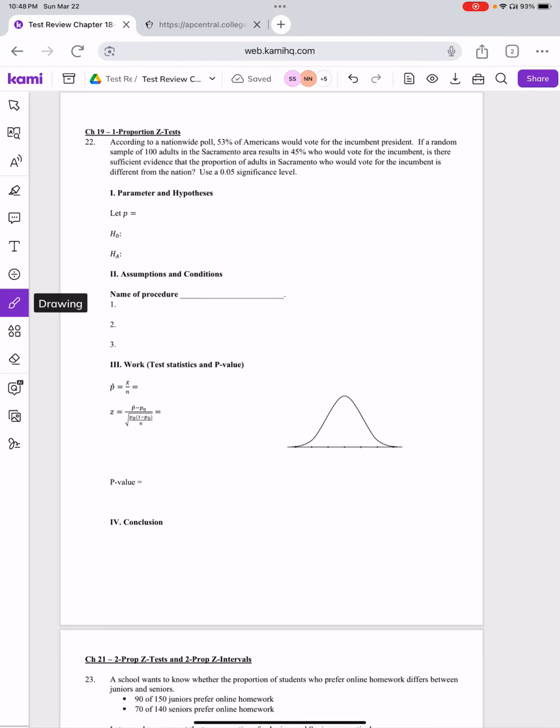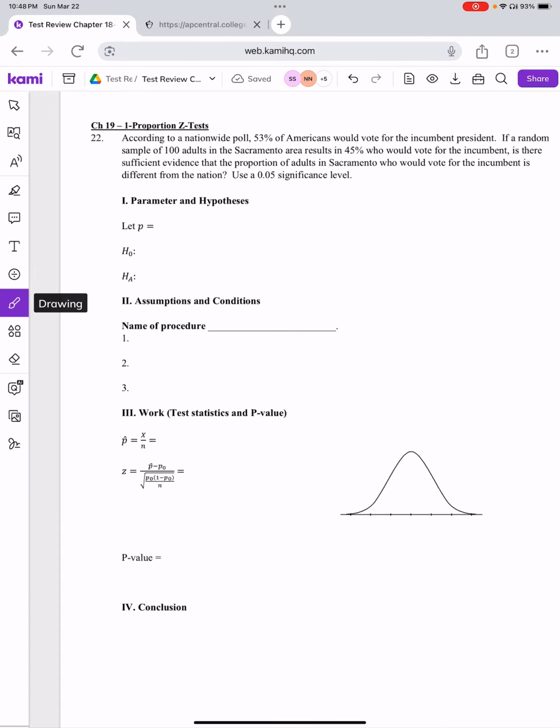All right, so we're going to go over number 22. According to a nationwide poll, 53% of Americans, so this is the parameter, it's P naught, 0.53. It's also equal to P if it's a null hypothesis. So remember, our null hypothesis is P equals 0.53.